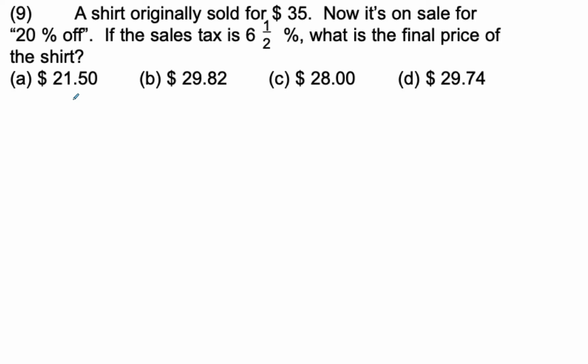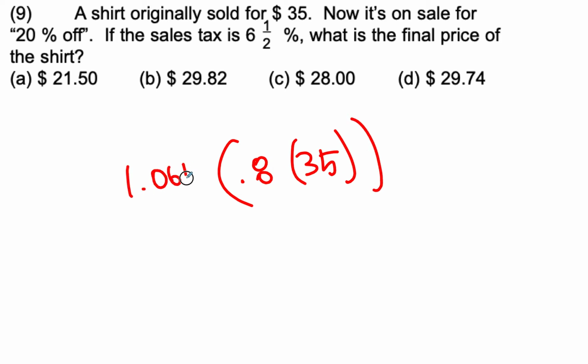All right, number 9. A shirt originally sold for $35. Now it's on sale for 20% off. 20% off means we multiply $35 by 0.8. But the sales tax is 6.5%, so we're going to multiply this by 1.065. In this case, it seems like it's a calculator question, so we can just multiply 35 times 0.8 times 1.065. We get 29.82. That becomes our answer.